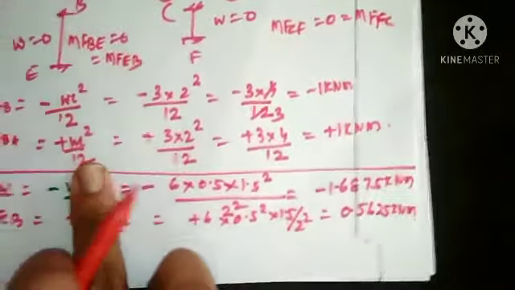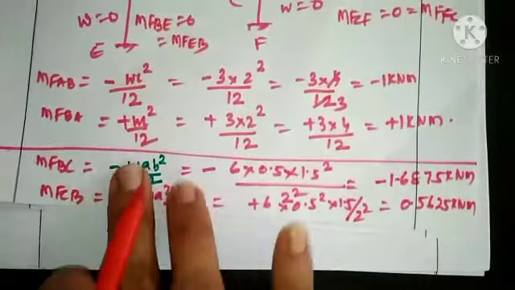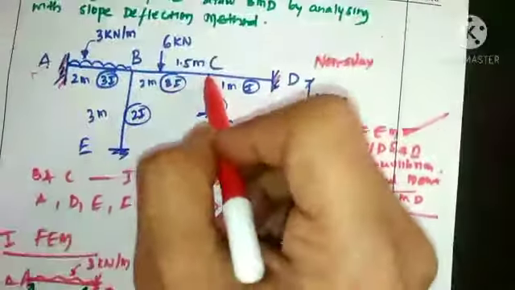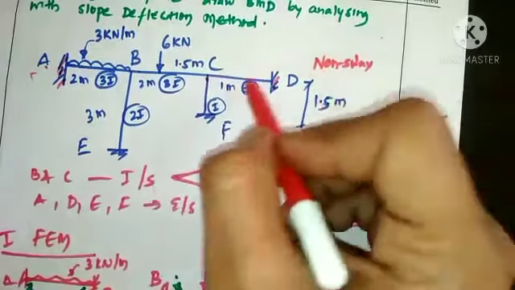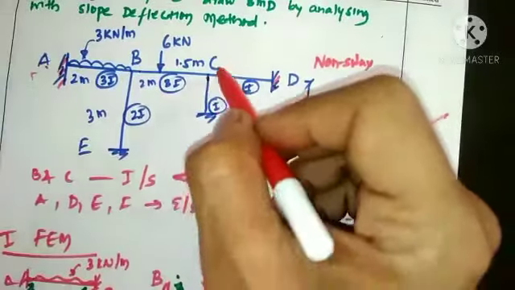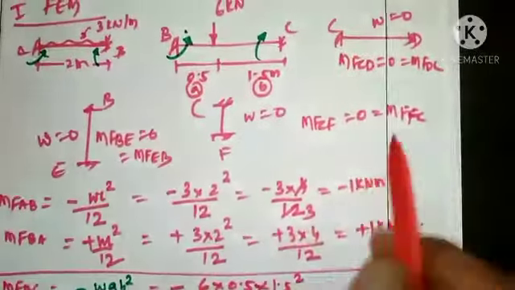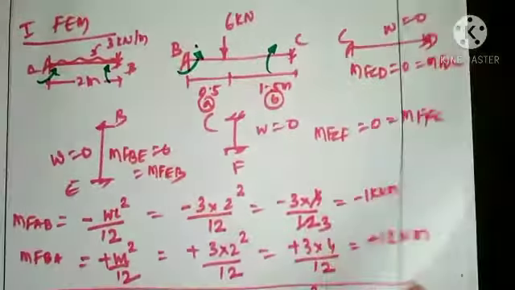So we have calculated MFAB, BA, BC and CB. Of the remaining three members, CD, BE and CF, the fixed end moments will be 0 because they don't have any load. That is, W is 0 for all the 3 cases. So these are nothing but the fixed end moments. What is completed is the first step, the fixed end moment values are calculated.